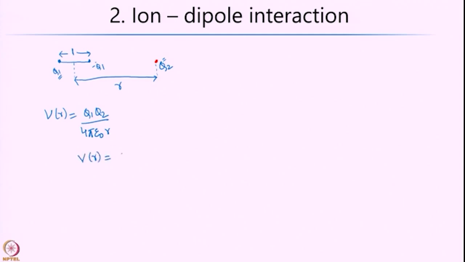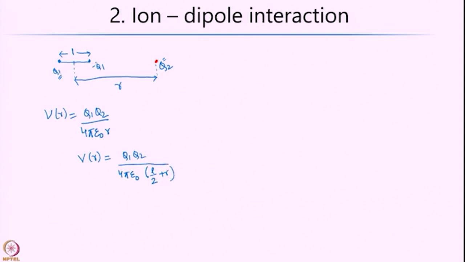So V of R would be Q1 Q2 divided by 4 pi epsilon naught, and now the distance would be L by 2 plus R, because I am going from this Q1 till the Q2, so it will be half the length L plus the R. So it will be L by 2 plus R.